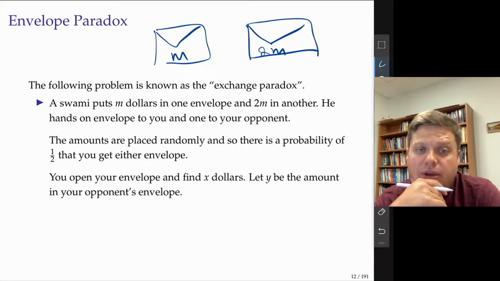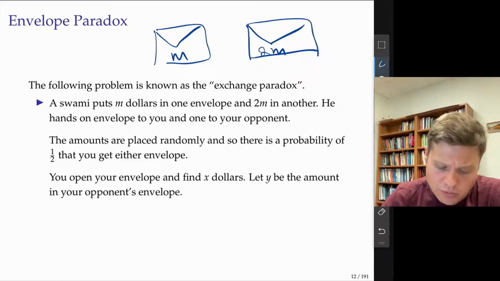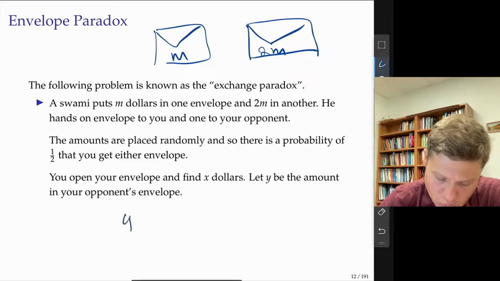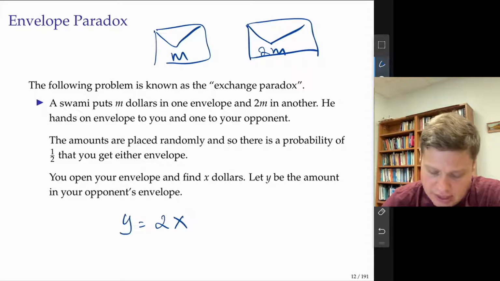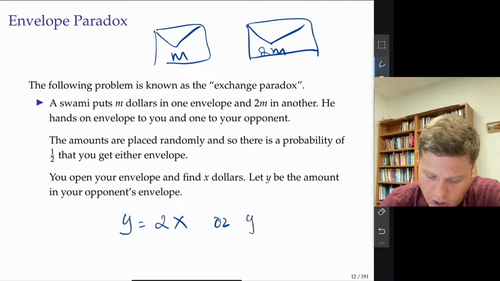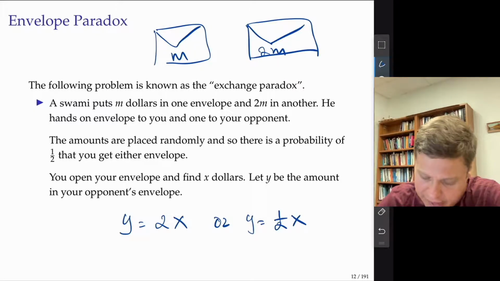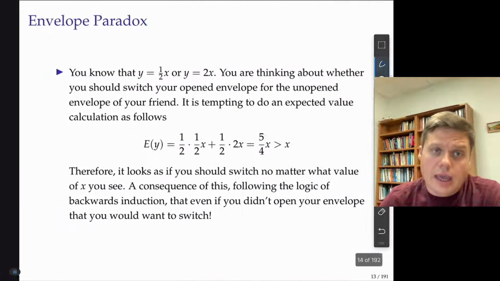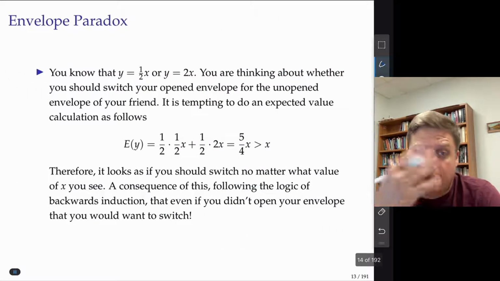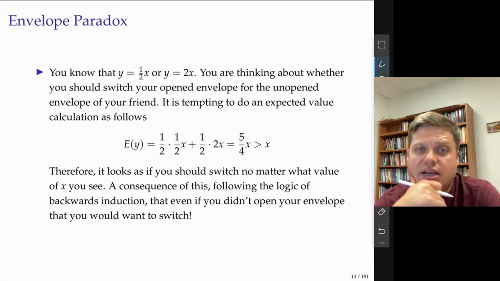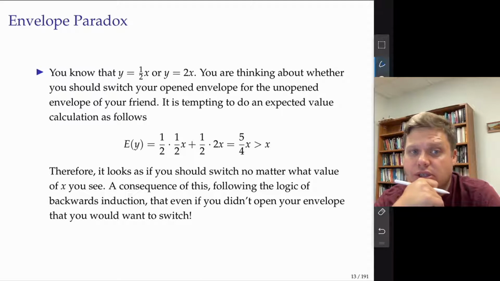You open your envelope and you find that there are $X there, and let Y be the amount in the opponent's envelope. And so what you really don't know is whether Y equals 2X, so your opponent has the double, or Y equals half of X, so your opponent has the envelope with the smaller amount of money. And you're thinking whether you want to switch the envelope.